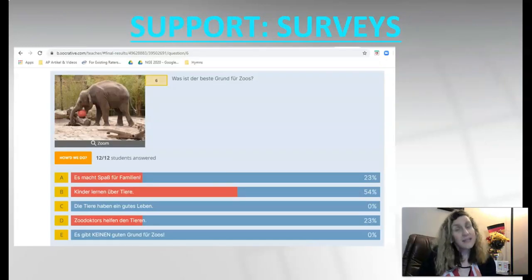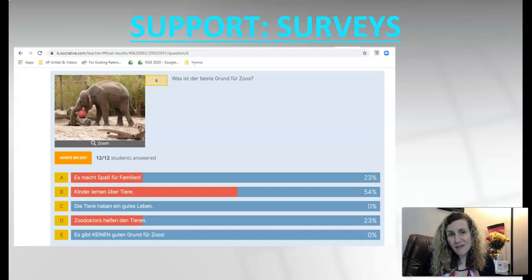The surveys that we do serve a couple of different purposes. We've already seen how you can use surveys to gather information about student interests or about where they fall on a particular issue, but they can also be used as support to give students the vocabulary and the phrases that they'll need when they are discussing.